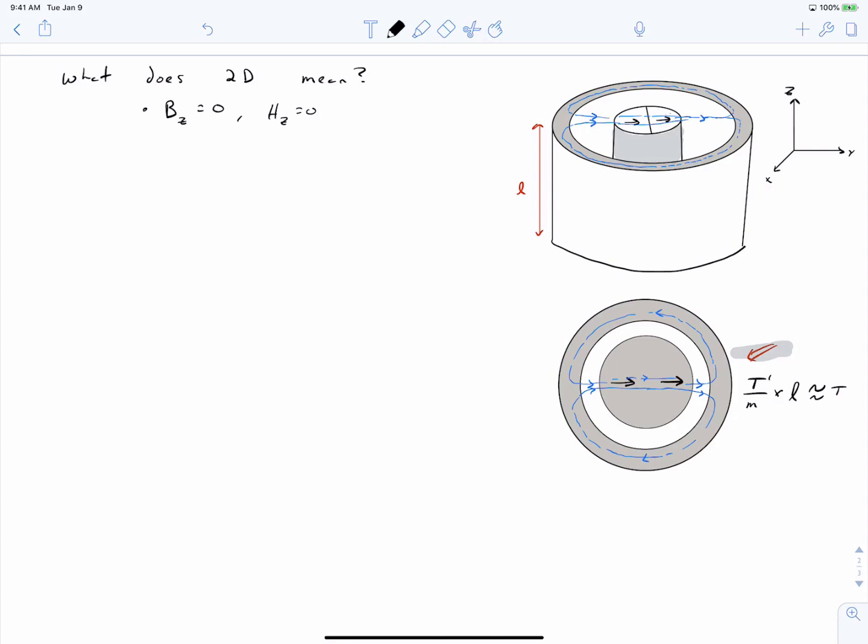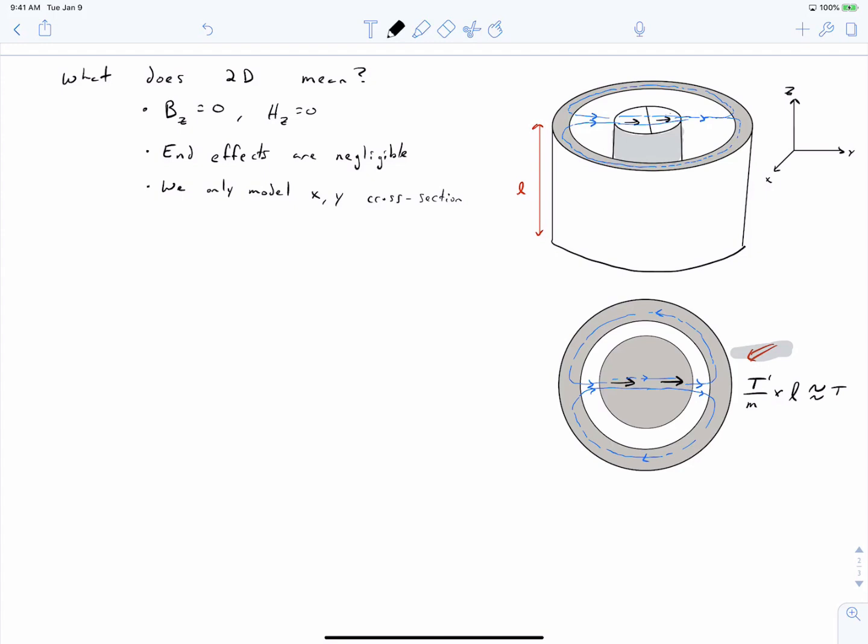Okay, so let's go back to this. What does 2D mean? It means that BZ and HZ are 0. It means that our end effects are negligible, our axial effects are negligible, and it means that we only model a single XY cross-section. So I'm talking about this specifically for a 2D rectangular model. There's also a 2D axisymmetric model where you have symmetry about rotating about the z-axis, and I'm not talking about that. In this case, I'm talking about the simple xy Cartesian coordinate system and symmetry as you traverse along the axial direction.